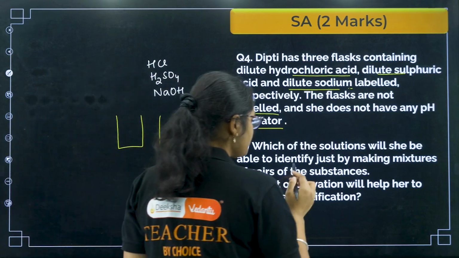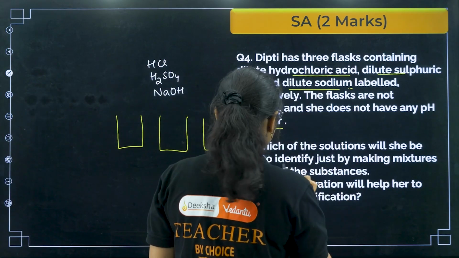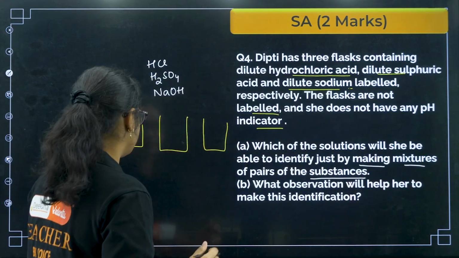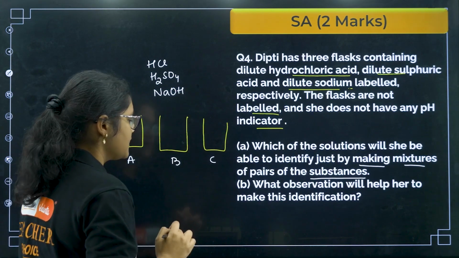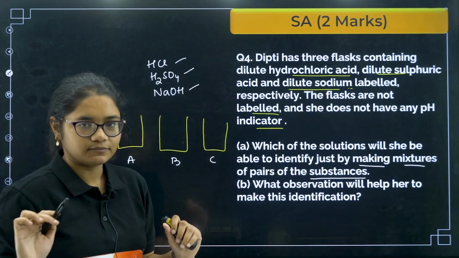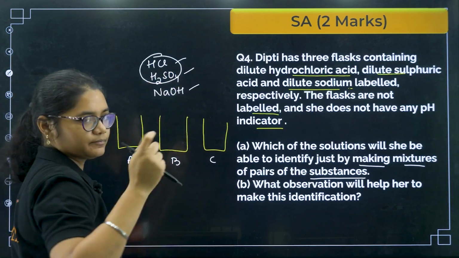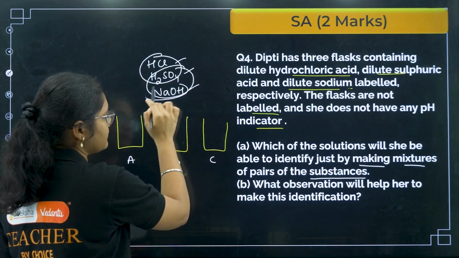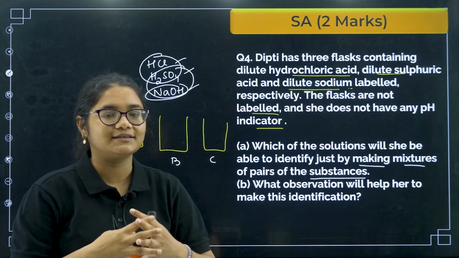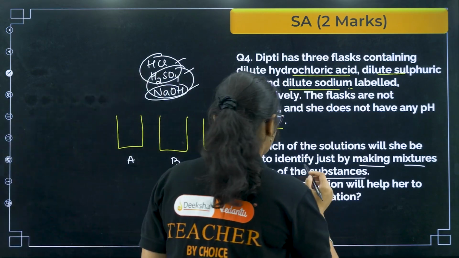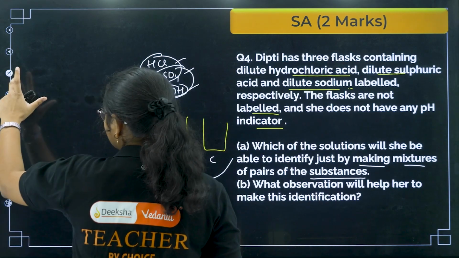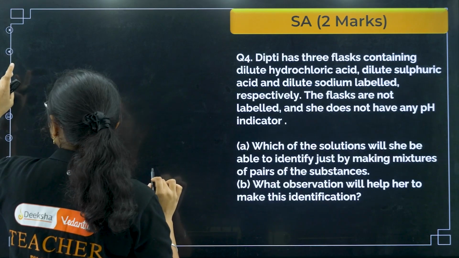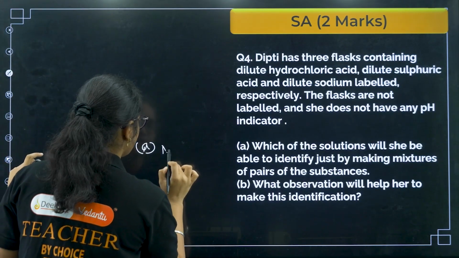Next, which of these solutions will she be able to identify just by making mixtures of pairs of the substances? Suppose this is A, this is B and this is C. Now we know that there are 2 acids and 1 base, right? When you mix two acids, you cannot find any difference, but if you mix an acid and a base, then definitely you can know that one of them must be base, because there is a neutralization reaction happening. So we can identify the NaOH solution.